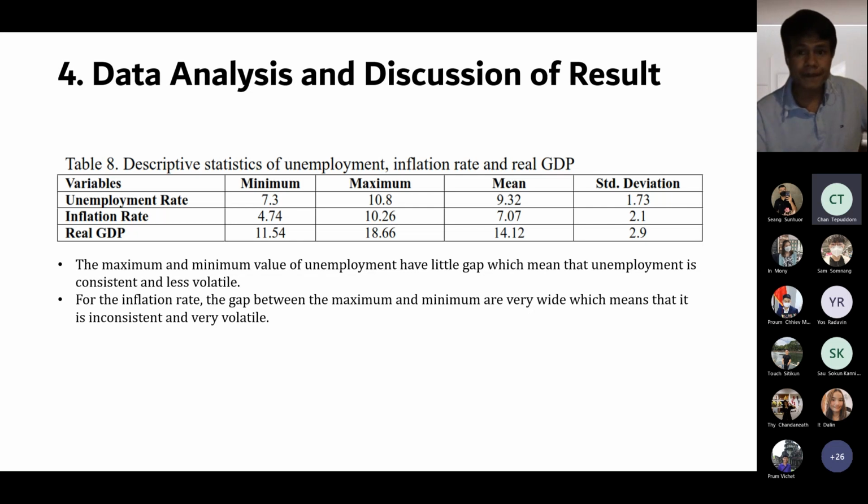So we are looking at data analysis and discussion of results. In table 8, you can see the descriptive statistics of unemployment, inflation, and real GDP. Looking at the unemployment rate, the gap between the maximum and minimum value is small, so unemployment is very consistent and less volatile. On the other hand, for inflation, the gap between the maximum and minimum value is wide, which means it is very inconsistent and volatile. Move on to the next slide, please.